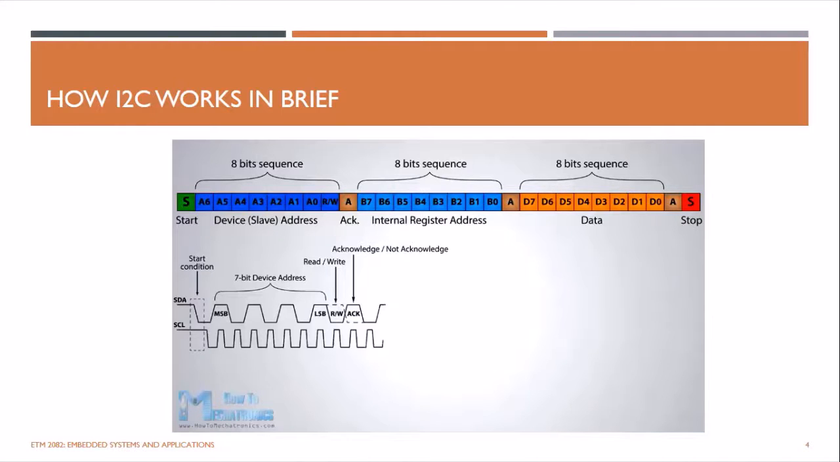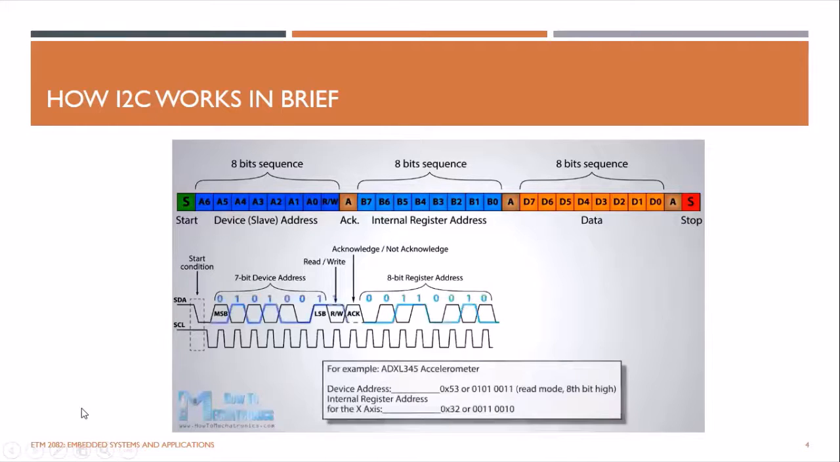Next is the internal registers addressing. The internal registers are locations in the slave's memory containing various information or data. For example, the ADXL345 accelerometer has a unique device address and additional internal register addresses for the X, Y, and Z axis. So if we want to read the data of the X axis, first we need to send the device address and then the particular internal register address for the X-axis. These addresses can be found from the datasheet of the sensor.